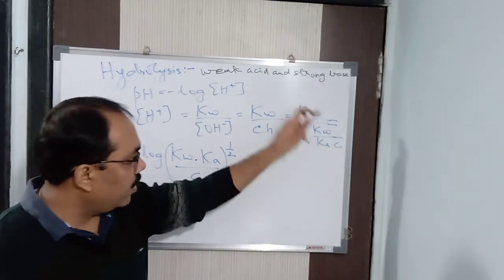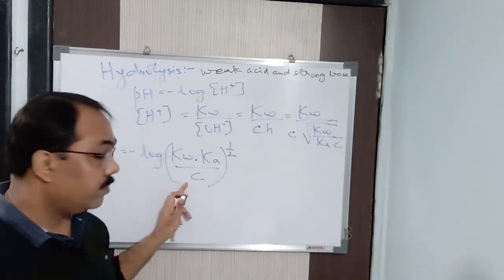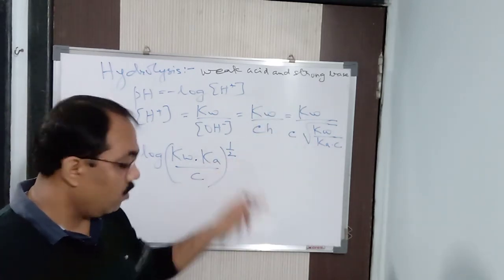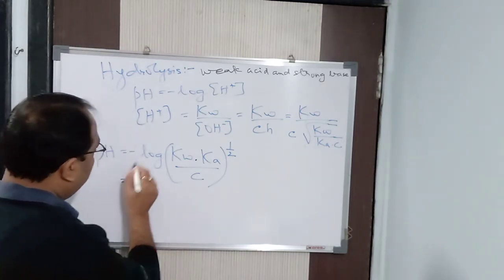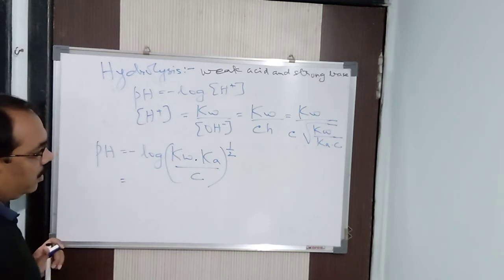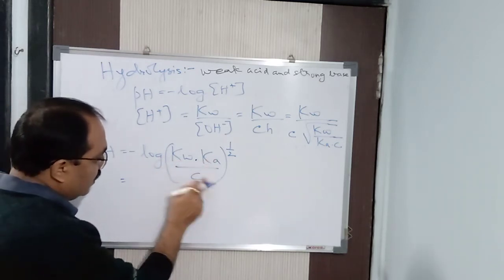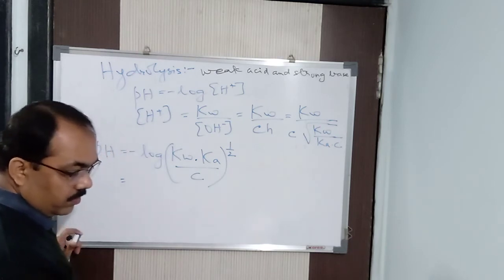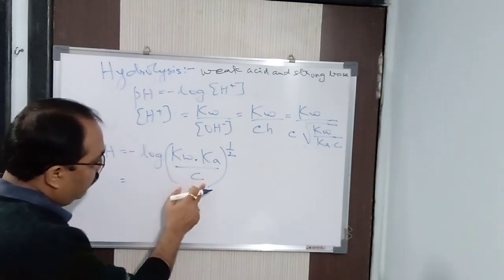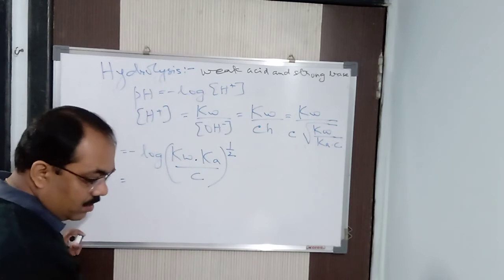Simplify this and you will get Kw into Ka by C, the whole under a root. Now, if I take the log of this, what will I get? Log of A into B by C is log A plus log B minus log C.